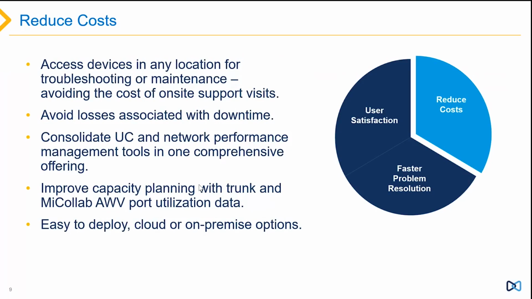At the end of the day, what that does is it reduces costs of operating the entire system. When you're experiencing less downtime, you're able to increase user productivity. So the remote access piece gives you the ability to access devices at any location. Obviously, we're going to be avoiding losses associated with downtime. We can consolidate your UC and network performance management tools into one offering. We improve capacity planning with your trunk utilization. And then it's easy to deploy on cloud or on-premise.